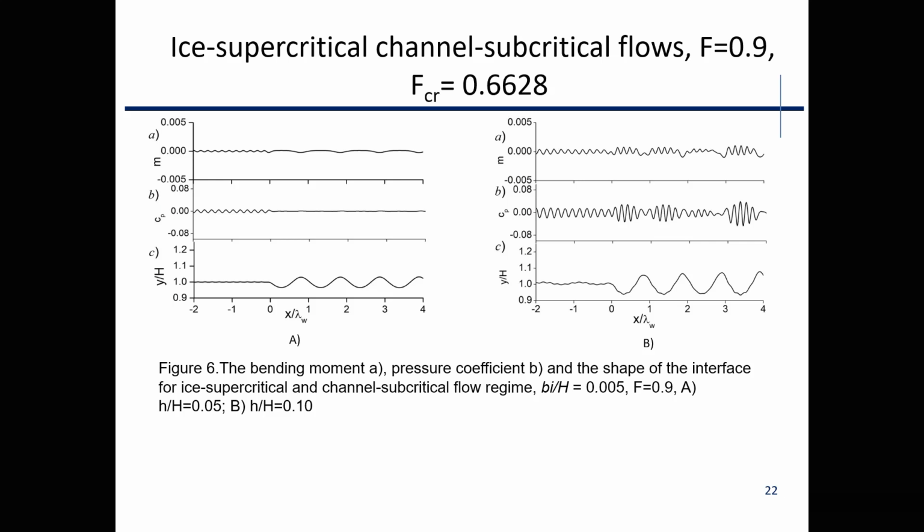What we can see is that if the Froude number is large enough, far from the critical Froude number, we cannot see any effect of the ice sheet on the interface. However, we can see the effect of the ice sheet in the bending moment and pressure coefficient, because for this case we have two roots of the dispersion relation: one with a small wave number, caused by the elastic sheet, and another which is the gravity wave, which is usually much larger. So here are shown the same results as in figure B, but for a larger height of the obstruction.